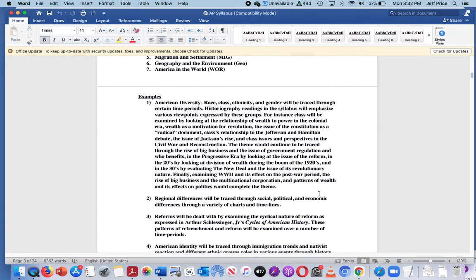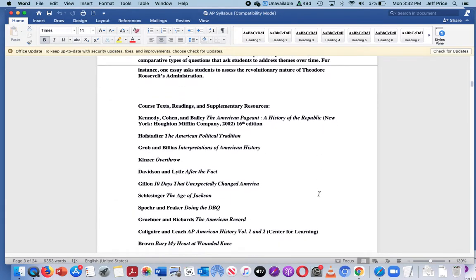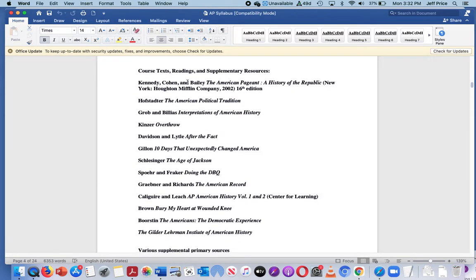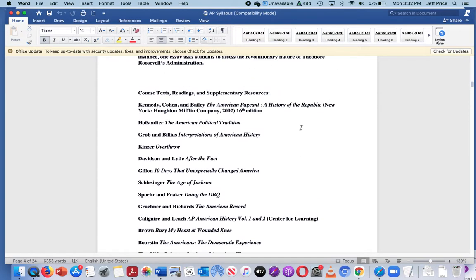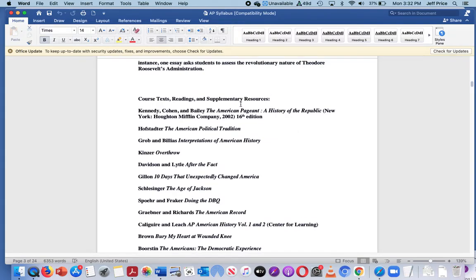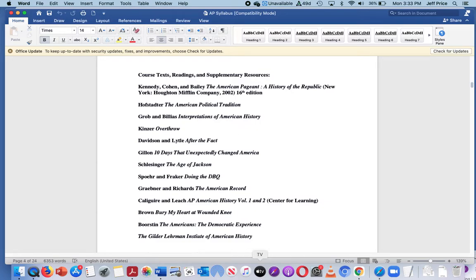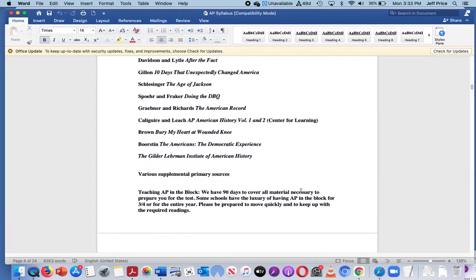So I give some examples of each on the syllabus, and give you a list of materials that we're going to use. This is our textbook. Do I have it listed here? I think I do. Yeah, American Pageant. It's probably the best known and most used of all the AP textbooks. It's a little funky. I think students tend to enjoy it because it is written a little bit differently than some of them. I also included some of the other resources, both nonfiction, historiography, primary sources, and some things like that that we'll use.